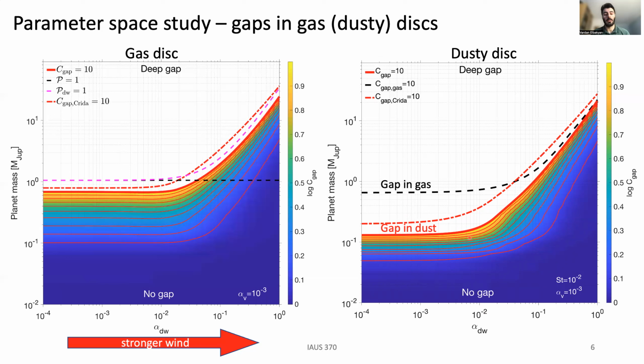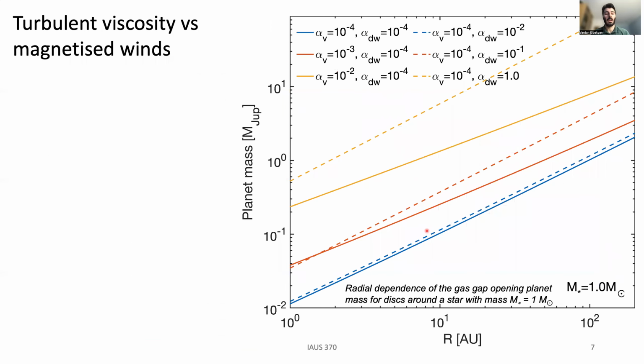It means that for the more or less realistic alpha disk winds, it is much easier for the planet to open a gap inside the dust disk. It means that a lower mass planet is needed to open a gap in the dust disk. So what we will have if we compare two disks which have the same effective alpha parameter, which is the sum of alpha turbulence and alpha disk wind.